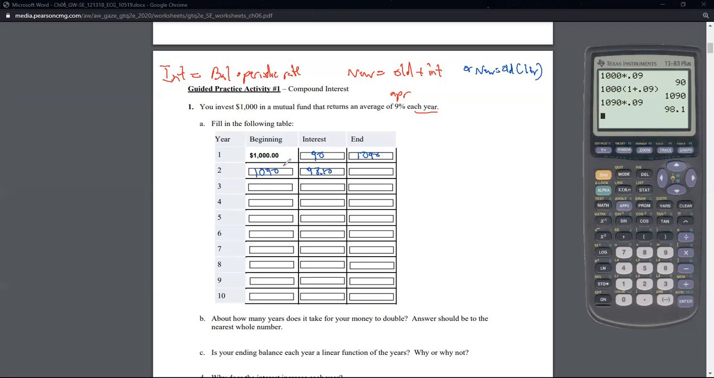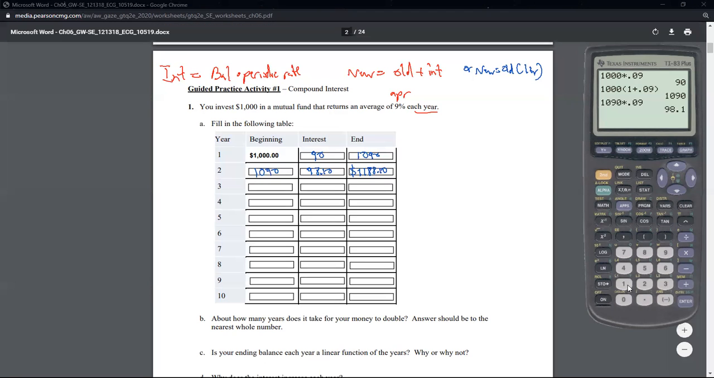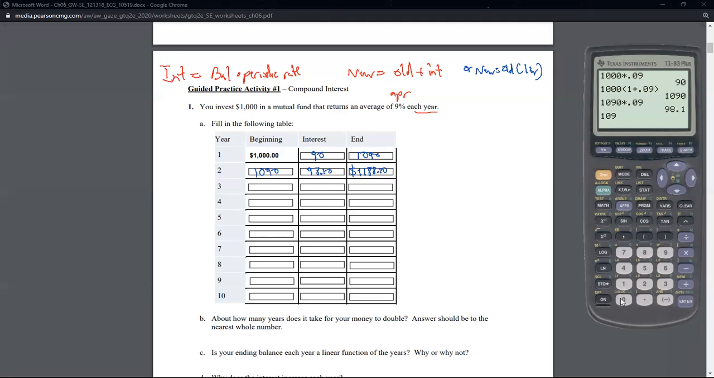If you add these two, 1,090 and 98.10, you're going to get $1,188.10. The same as if you instead just took your previous balance, the old, times the growth factor, 1 plus 0.09. You still get that 1,188.10. And that's this entire process.